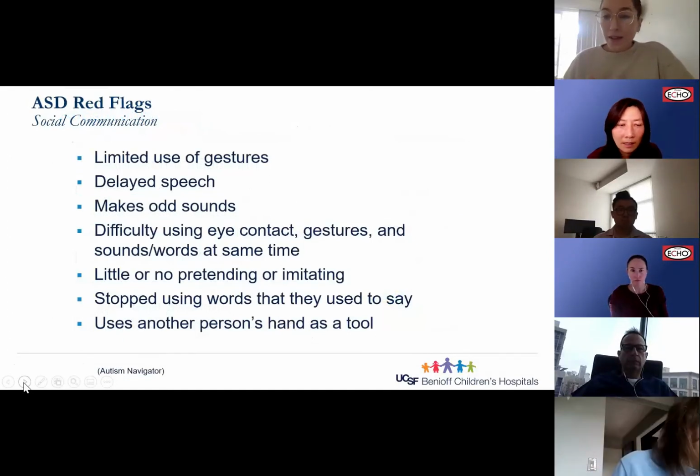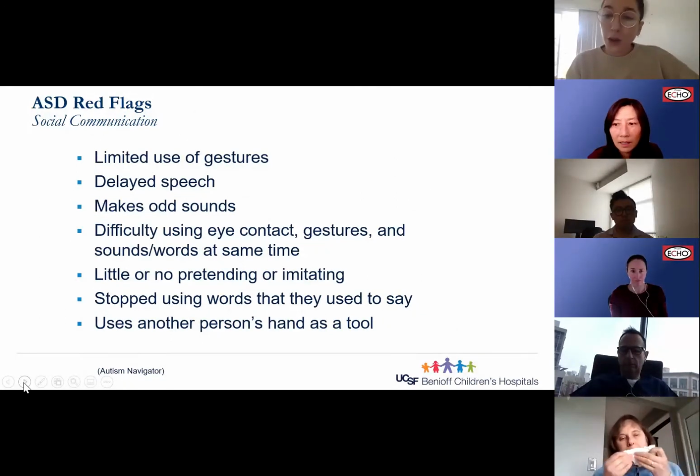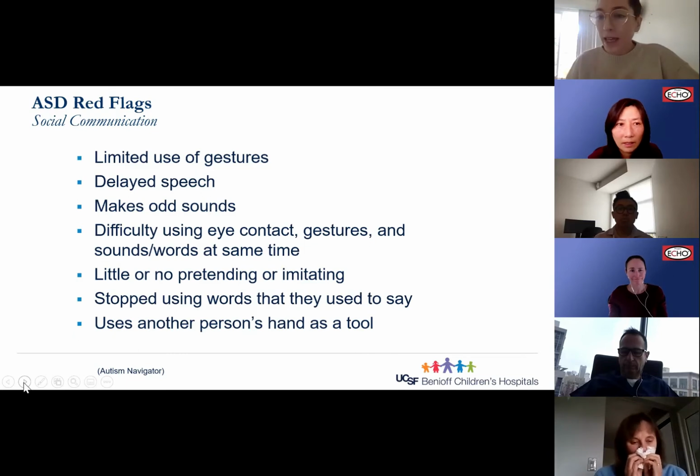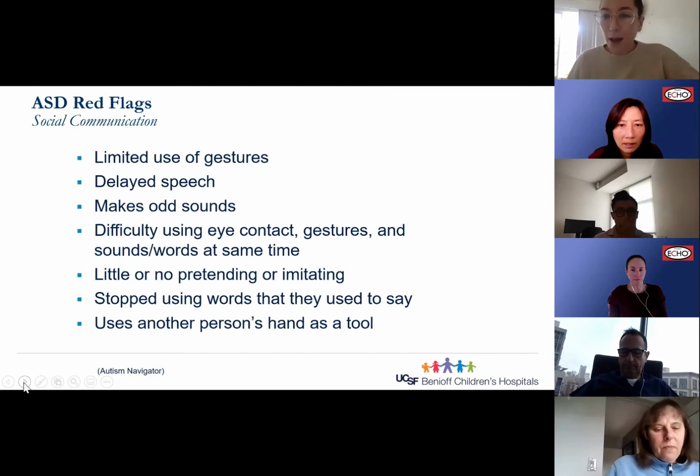So some things that might then fall as red flags in that first bucket, our social communication, social interaction bucket, would be limited use of appropriate gestures. Are they pointing? Are they using any kinds of nonverbal forms of communication? What is their speech development? Are they babbling at appropriate milestones? Are they developing speech appropriately? Making odd sounds, which would be verbal stims, or those verbal stereotypic behaviors. What does their eye contact look like?